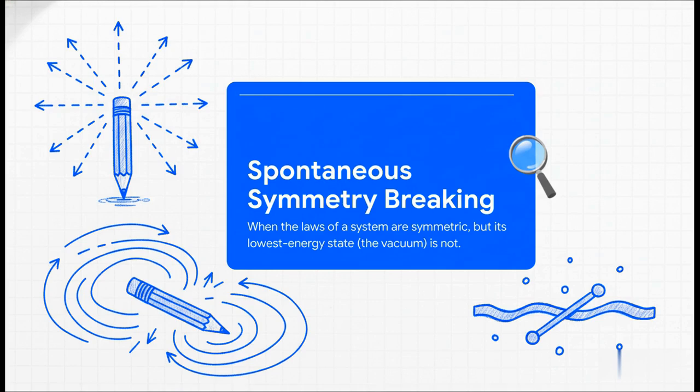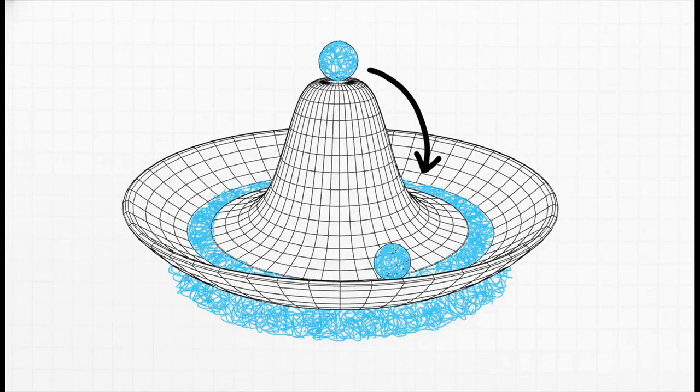It picks a random direction, and in doing so, it breaks that perfect symmetry. Our scalar field, which we now know as the Higgs field, does the exact same thing. Its potential energy is shaped like a Mexican hat. The lowest energy point isn't right at the center, where the field value would be 0. Nope, the field rolls down into the circular brim of the hat.